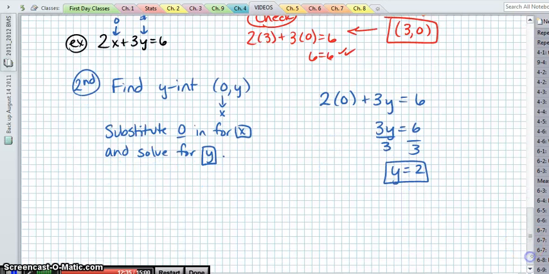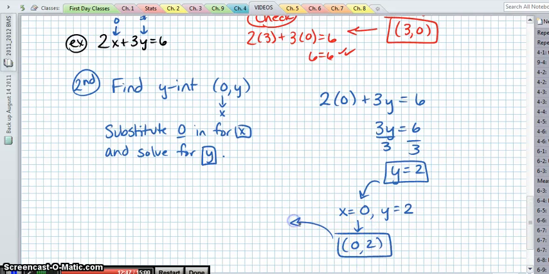Now again, we have to write it as an ordered pair. So what does this mean? When x equals 0, y equals 2, that gives me the ordered pair (0, 2). And we can check this one just as we checked the other, just so I can prove to you that it does work. 2 times 0 plus 3 times 2, that does in fact equal 6. So now we have 2 points. We have (3, 0) and (0, 2).